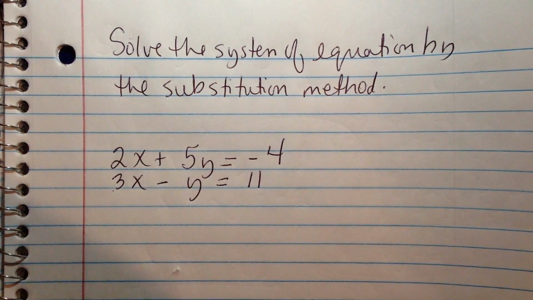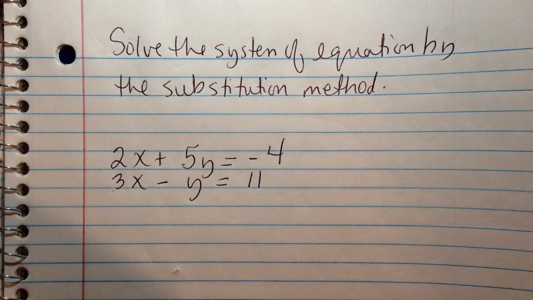Let's solve this system of equations by the substitution method. First thing we must do is solve for a specific letter in either one of the original equations. Neither one of these are solved for x or y. Therefore, we must pick an x or a y that we want to solve for.